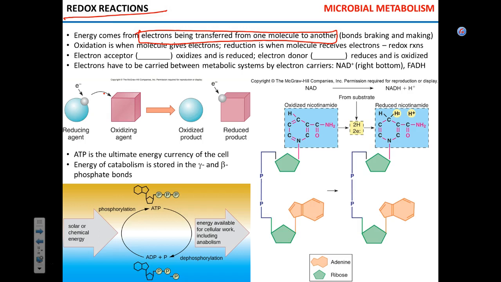So I'm trying to see if I can reach Michelle. So if Michelle could help me, can do that. So this is the electron, okay? And I'm going to lose the electron and you're going to gain it.